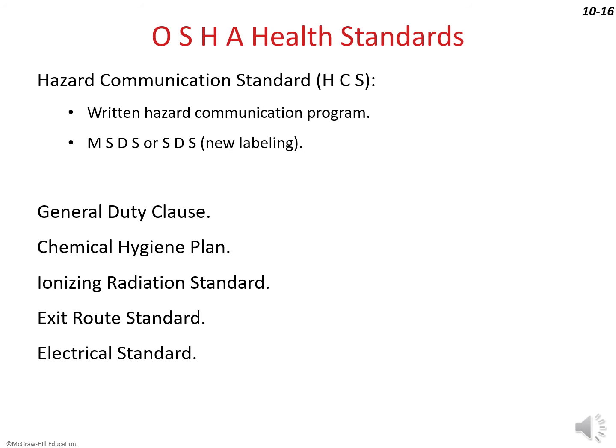The ionizing radiation standard deals with requirements for those working with x-rays and machines that could cause radiation and ionization. Also, you have a right to know the exit route standard, so how to leave a building if there is danger, and then the electrical standard as far as dealing with hazardous locations and electrical equipment. You have to know how to use those, which ones are flammable, and how to protect yourself.